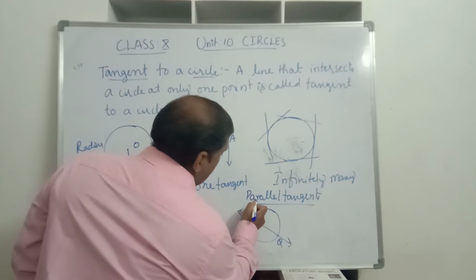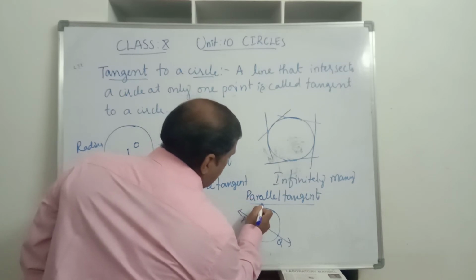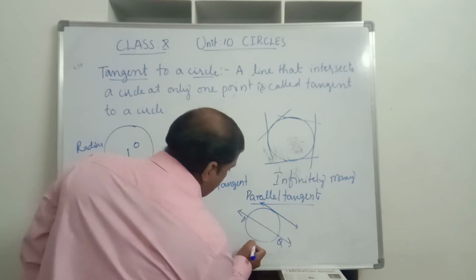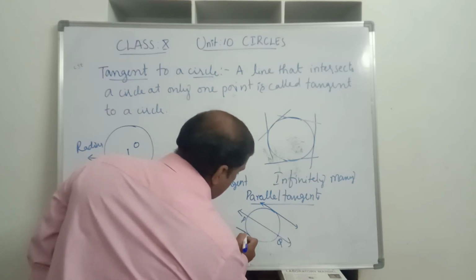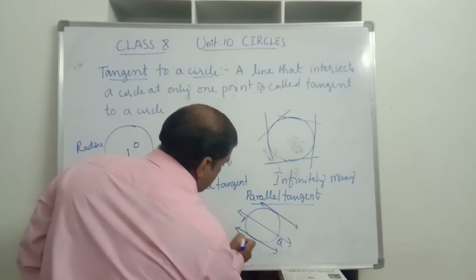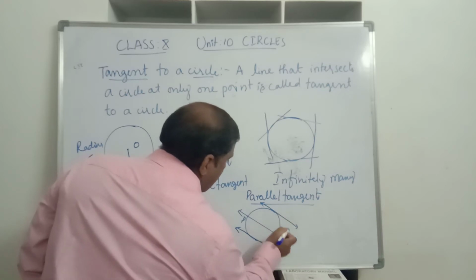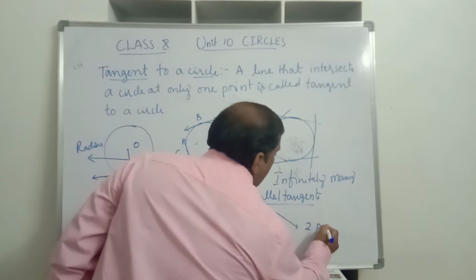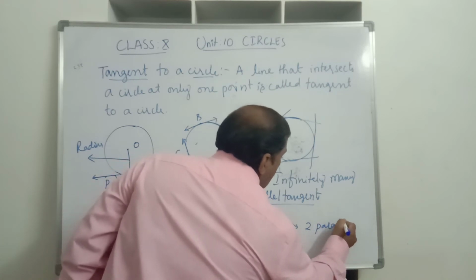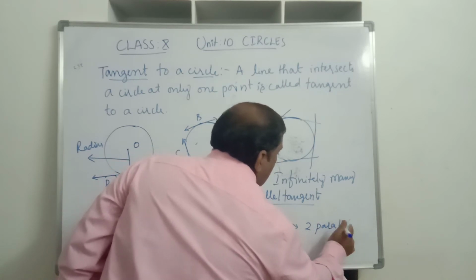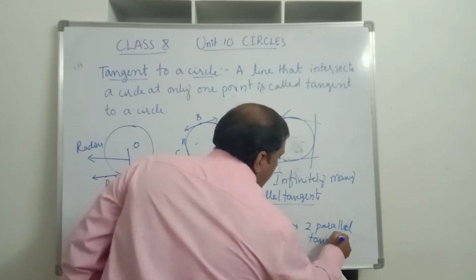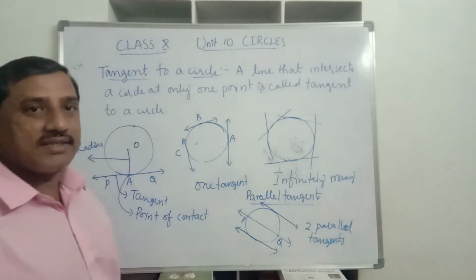Here we can draw one tangent which is parallel to PQ, and here we can draw another tangent, so these are two tangents. So how many parallel tangents can we draw to a secant? Two parallel tangents we can draw to a secant.